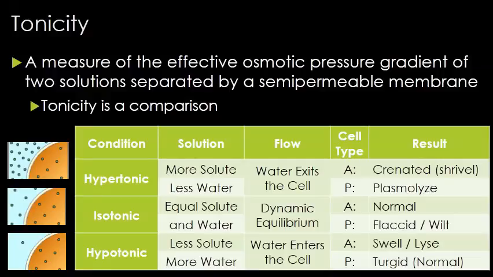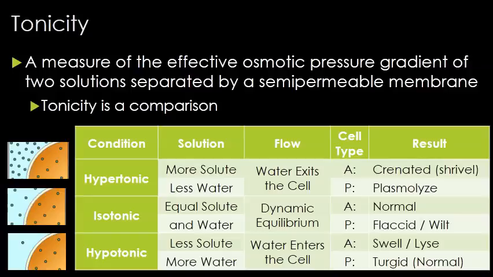Now, tonicity is a measure of the effective osmotic pressure gradient, where the water is going to go. It is always going to be a comparison. You cannot say, oh, this cell is hypertonic. No, it has to be hypertonic compared to something.